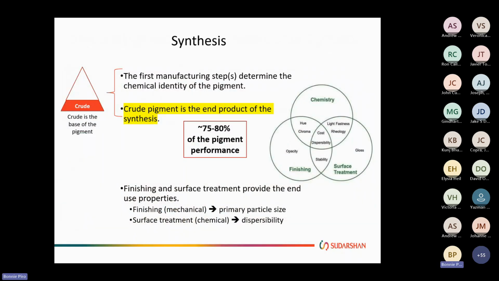As we've always talked about, the synthesis of these chemistries produces about 75% of the performance of that particular pigment itself. From there, the remaining 25% of the properties is achieved by the choice of the finishing and surface treatment used for that pigment product, whether that be the mechanical version or the chemical treatments used for that specific product.